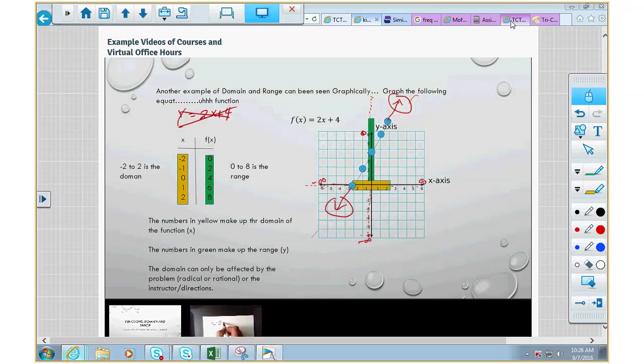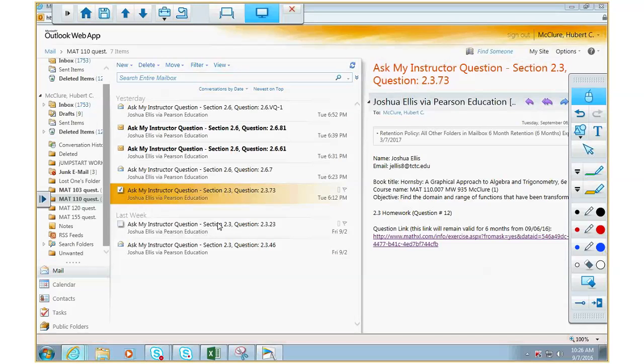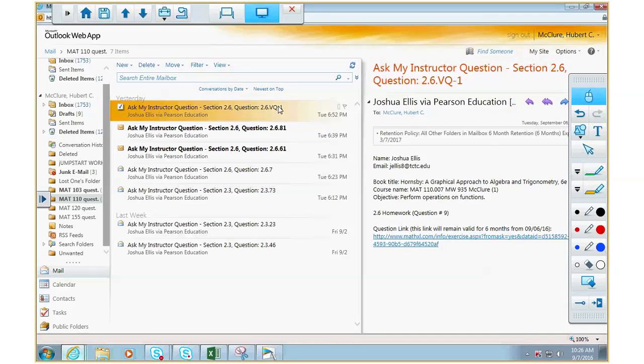All right, where was I? Oh yeah, homework. There we go. We just did 2.3. Now let's move on to 2.6. This looks like number 1 maybe, visual something. I don't know what the visual is, but question number 9 in the homework.